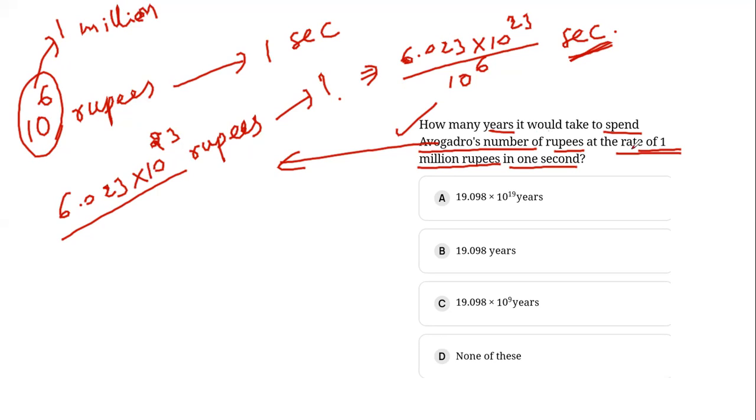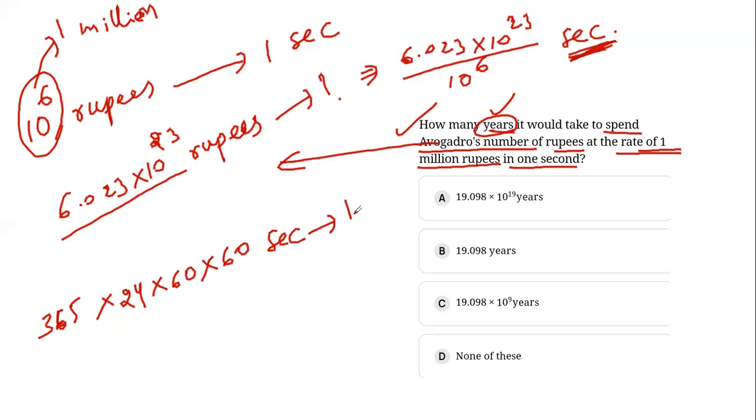Now, what is asked here? The time in years they asked. We got it in seconds, but here they asked in years. So how to calculate now? 1 year means how many days? 365 days. In each day, how many hours? 24 hours. In every hour, 60 minutes, and in every minute, 60 seconds. So these many seconds will be in 1 year.